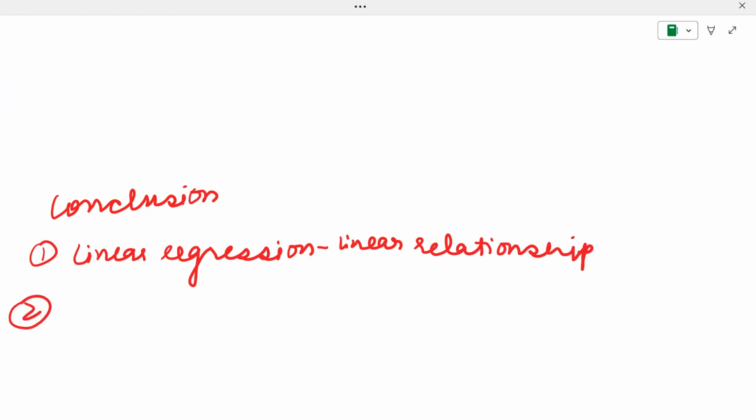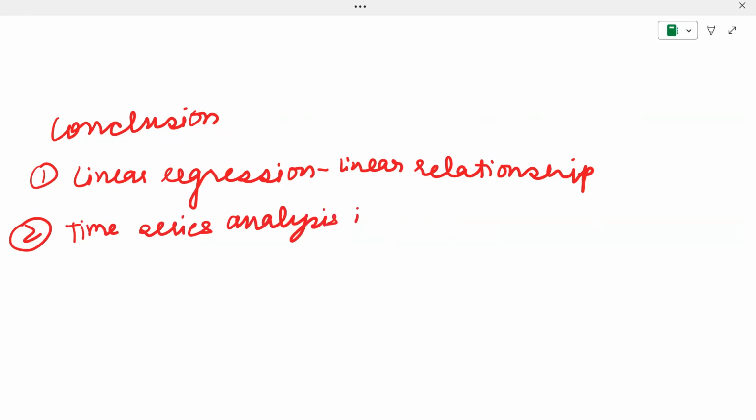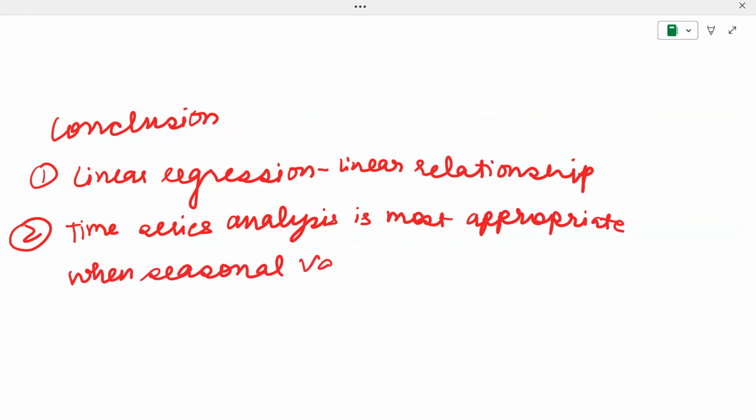Another thing is that time series analysis is most appropriate when you have seasonal variations causing curved forecasts.